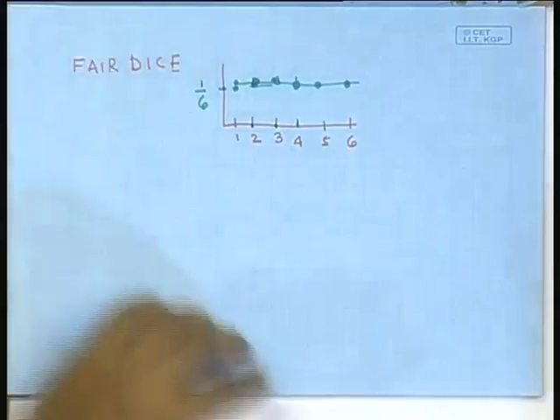Now, let us ask the question, if I throw the dice once, what is the value of x that I expect? What is the outcome that I expect? It should be quite clear that if I throw the dice once, I would expect to get the mean value, right.